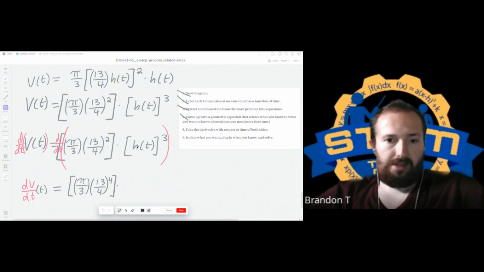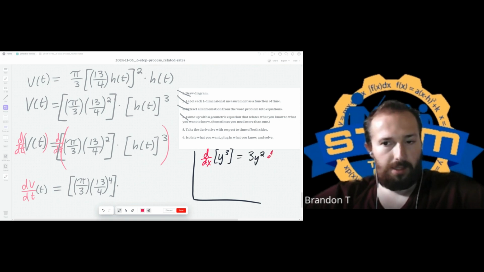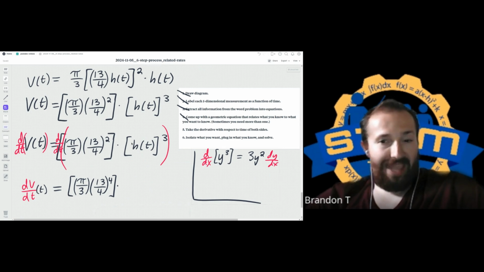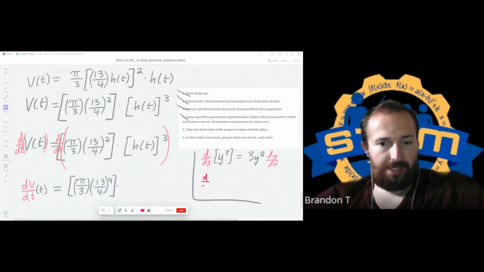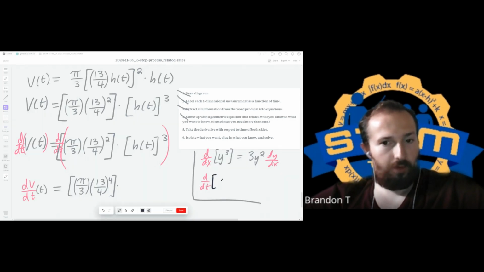So I'm just pulling this constant out, and then we have h of t cubed, the derivative of that with respect to time. Now this is effectively implicit differentiation. If you had d/dx of y cubed, that would be 3y squared dy/dx. We're doing something similar, except it's instead of y and x, it's h and t. To understand why implicit differentiation makes sense, you can check out one of our other videos.